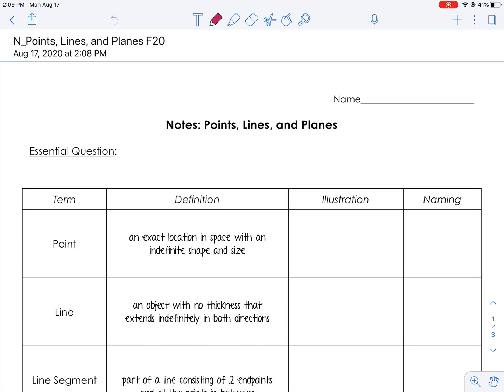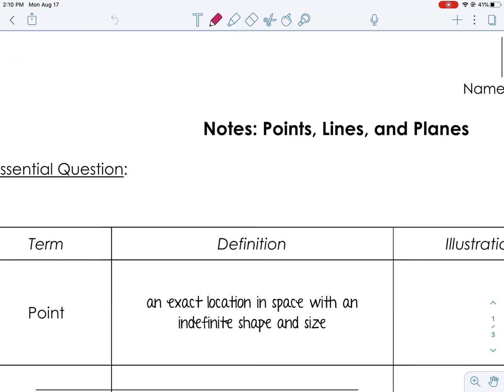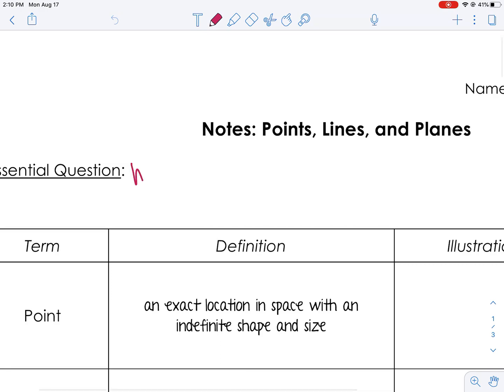Today we're going to be talking about points, lines, planes, all of the basic geometry vocabulary that you need to know. Geometry is all about shapes, so what are the things that build shapes? And that leads us into our EQ: what are the basic building blocks of geometry?